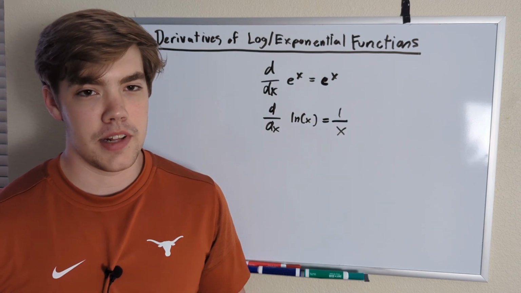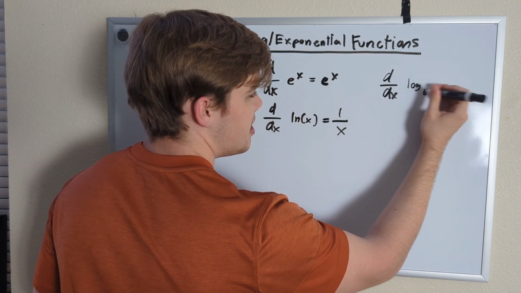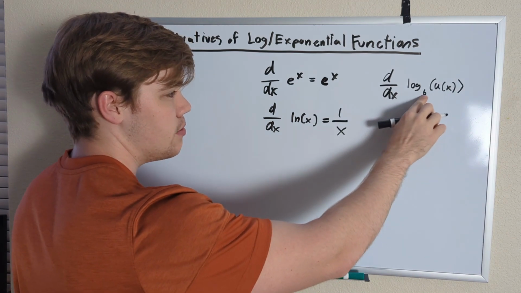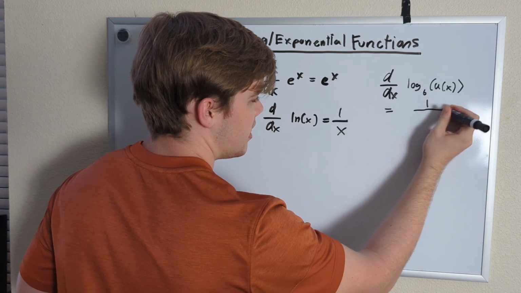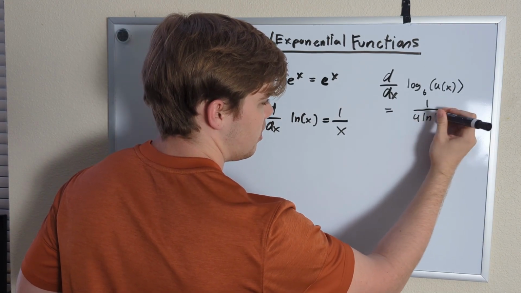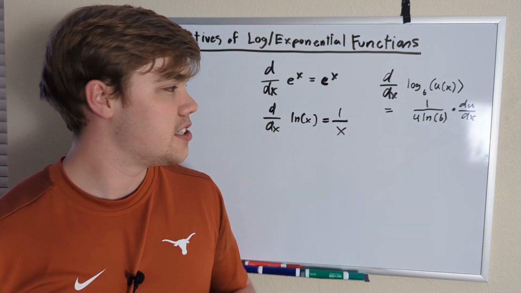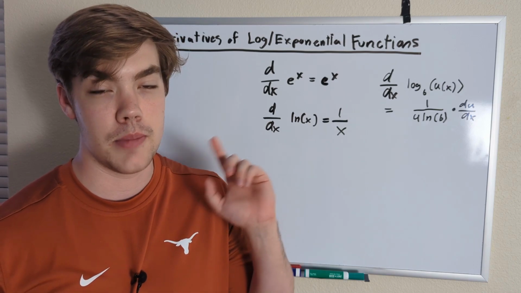Now for the slightly more complex derivatives. The derivative of a log function, such as log base b of u of x, with u being a function, x being x, and b just being whatever base you're working with, is equal to 1 divided by u times natural log of b, times du dx. Essentially, this rule is a very specific version of the chain rule, and if you don't know what the chain rule is, you can check out my video about it here.